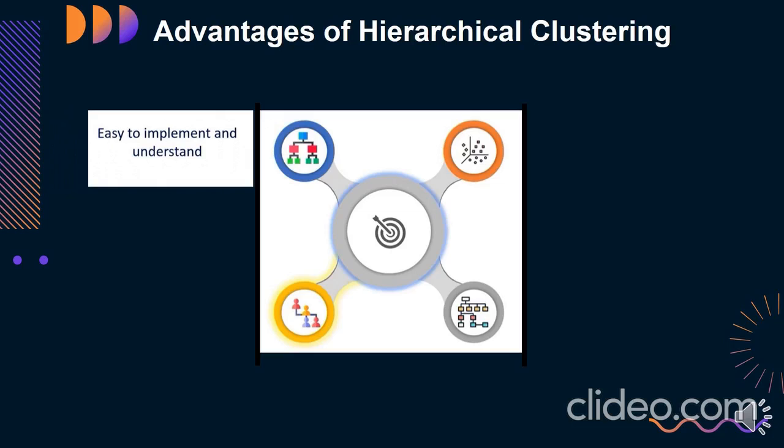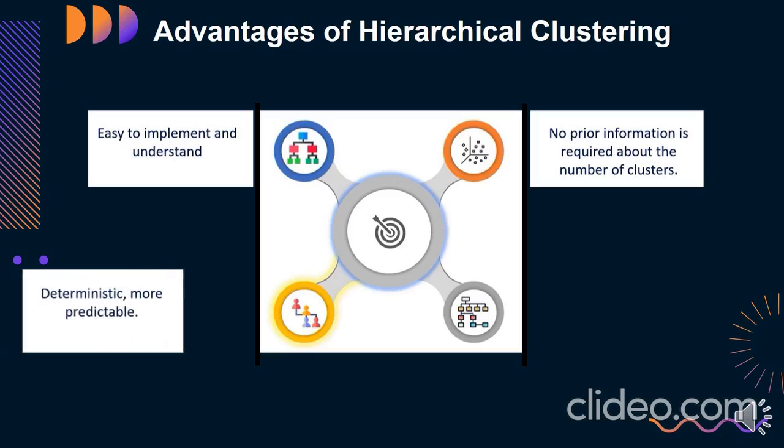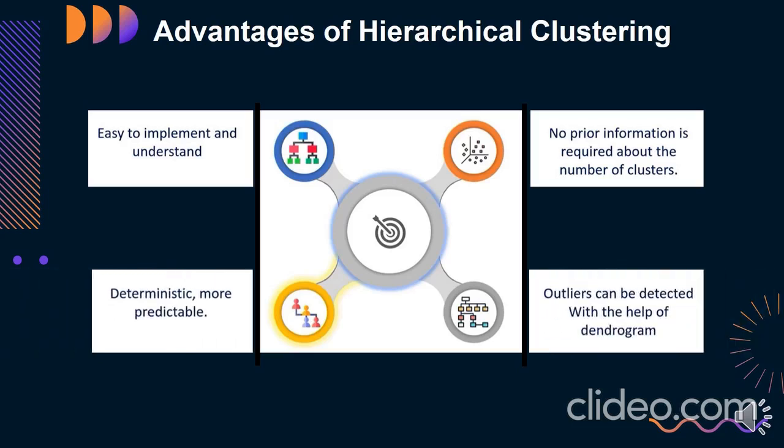The following are the advantages of hierarchical clustering algorithm. It is easy to implement and understand. There is no need to pre-specify the number of clusters. Instead, the dendrogram can be cut at the appropriate level to obtain the desired number of clusters. It is deterministic, meaning more predictable. And finally, the outliers can be detected with the help of the dendrogram.